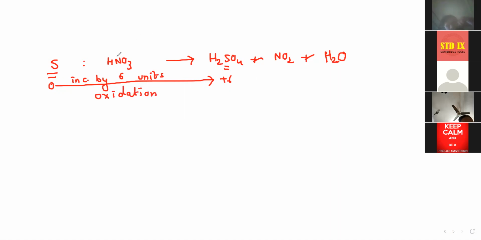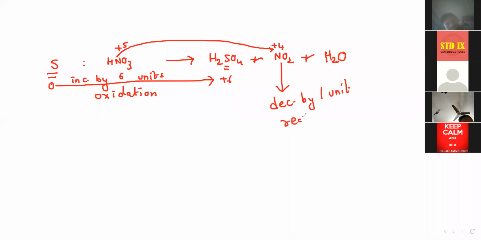Nitrogen here is how much? +5. Nitrogen there is +5, and here it is how much? +4. So basically what happens in case of nitrogen? Decreasing by 1 unit. Reduction. Correct. Oh, I'm writing reaction. It should be reduction.